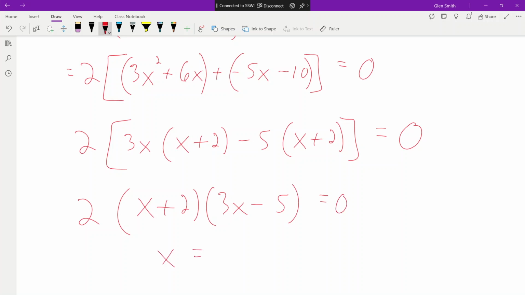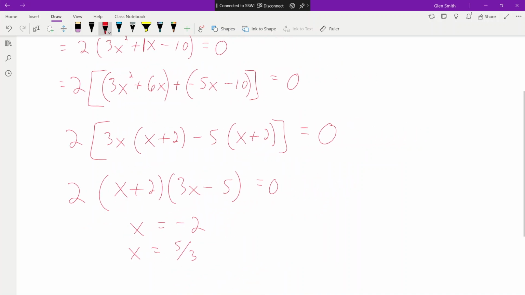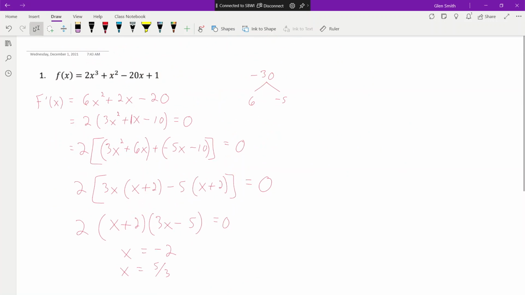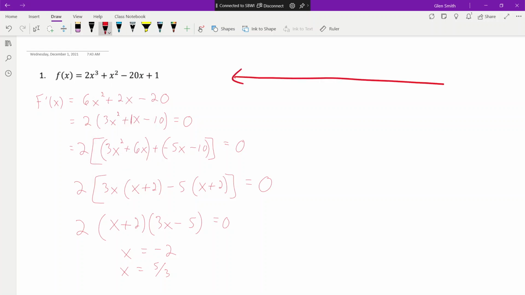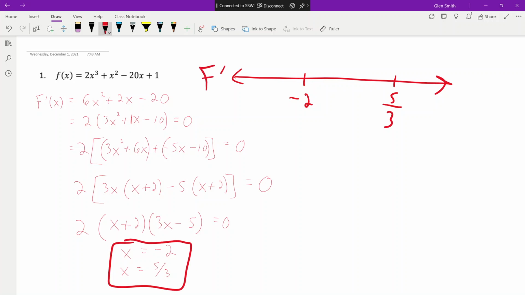So our critical values for f prime are negative 2 and 5/3. So we are going to make a number line with those numbers. Let's get it a little bit bigger so we can see that. We're going to have negative 2 and 5/3, coming from right down here. And this is my number line for f prime. So I'm going to check the sign of f prime in those intervals.